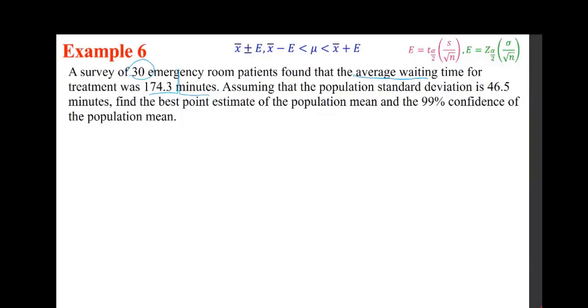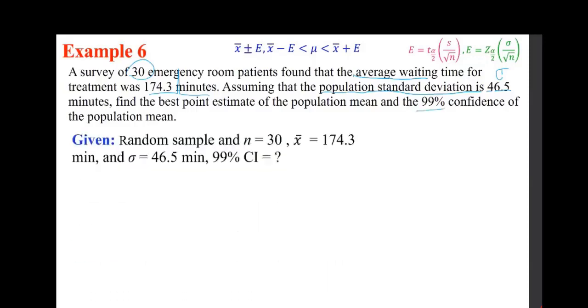So we are assuming the population, okay, so let's see, population standard deviation. And as you can see, this is sigma. And we want to find the point estimate, and we want to find the 99% confidence interval. We write the given properly. That's extremely important. So random sample, n is 30, x bar is 174.3, sigma is 46.5, again the units minutes. And we are interested in finding the confidence interval accordingly. Number one, what is the point estimate?